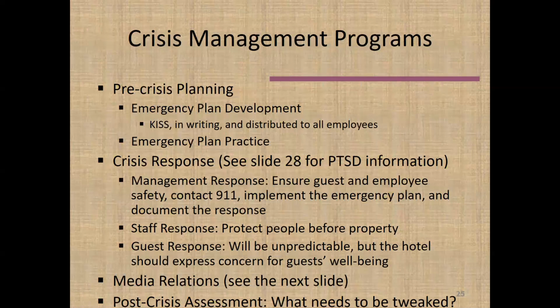You want to have your program in writing for lots of reasons. For one thing, it can be referred to during the crisis. People can pull out that document and look at it. For another thing, it creates a paper trail. If something doesn't go well during the crisis situation, and somebody sues, you can say, hey, but we did have a plan. Okay, it's true, it wasn't followed exactly, but at least we did have a plan.